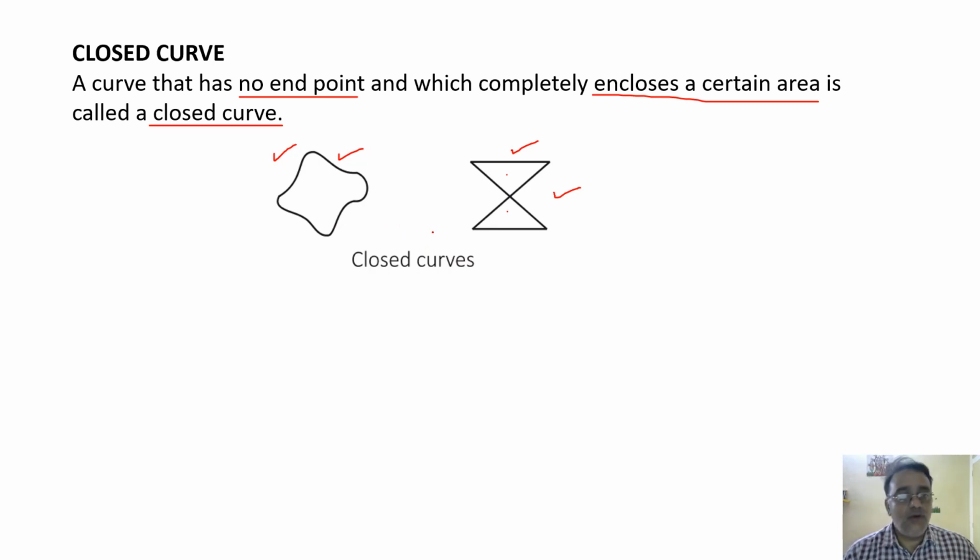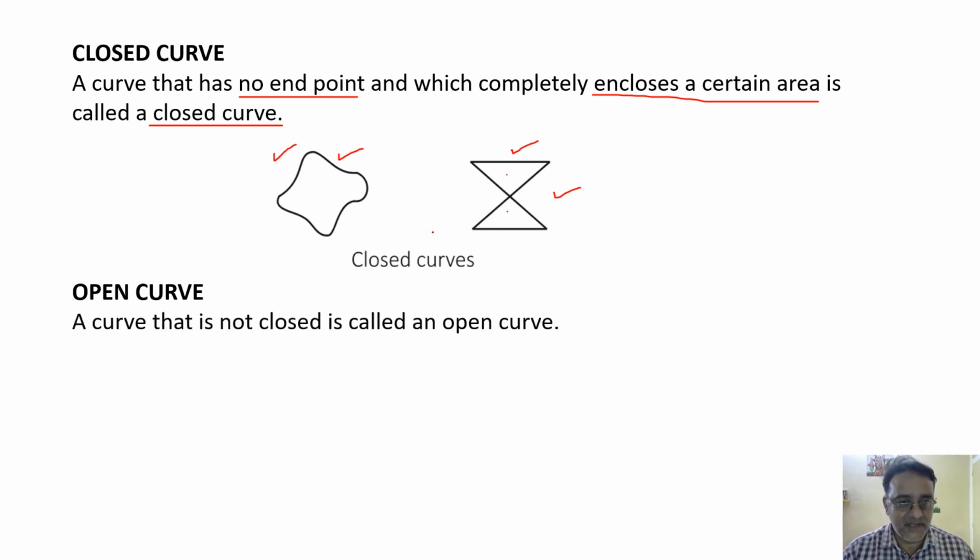Yes, sir. Now the next one is the open curve: a curve that is not closed. A very simple definition. What is not closed is open. A curve that is not closed is called an open curve. So this is the rough diagram and it has endpoints also. See, these two are endpoints.